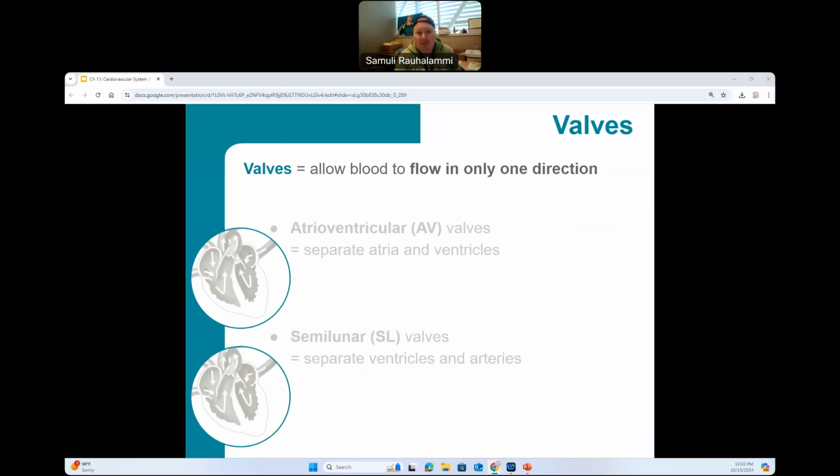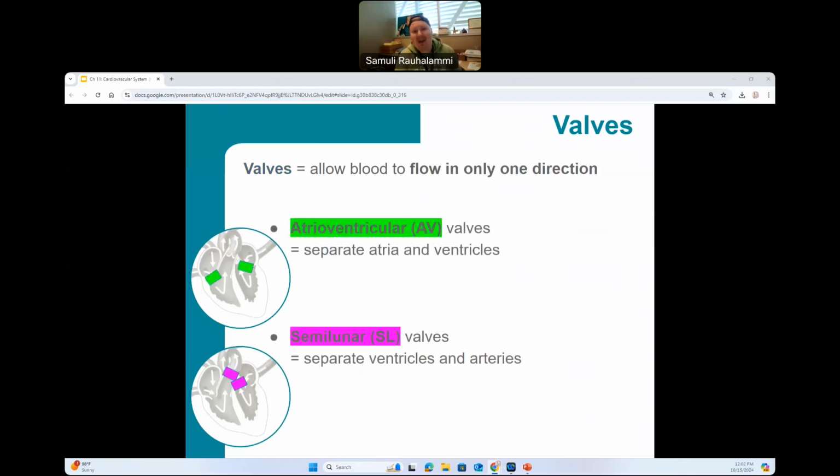And there's going to be 4 valves in total for us to consider, but we're going to divide these valves into 2 categories. Let's start with that. So first of all, we're going to see our atrioventricular valves. I often abbreviate those as AV valves. So AV valves, we find one on the right and one on the left-hand side. They separate the atria and ventricles.